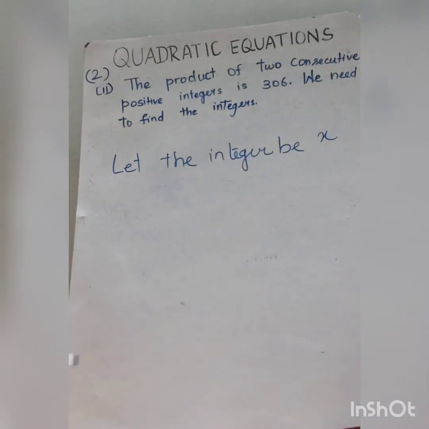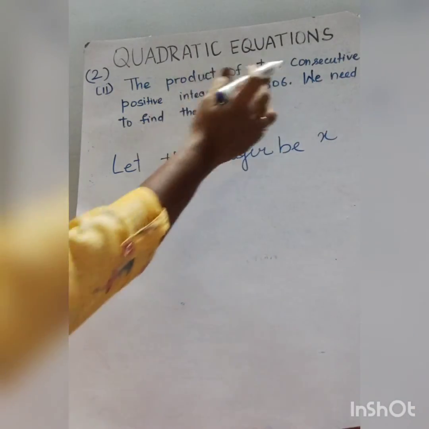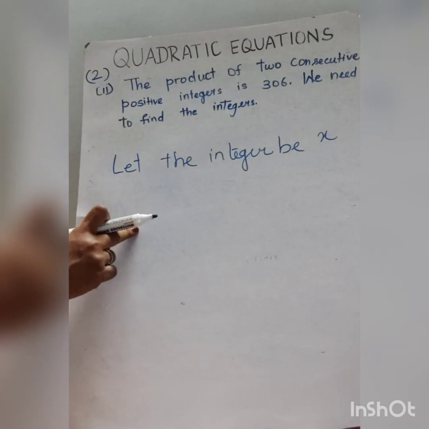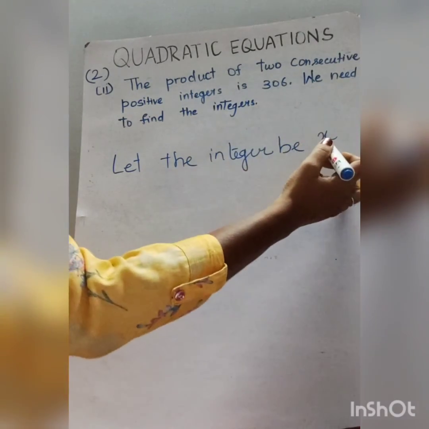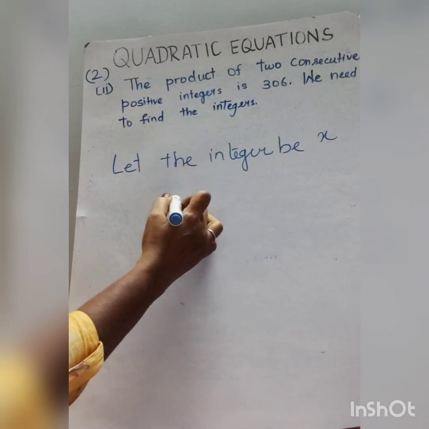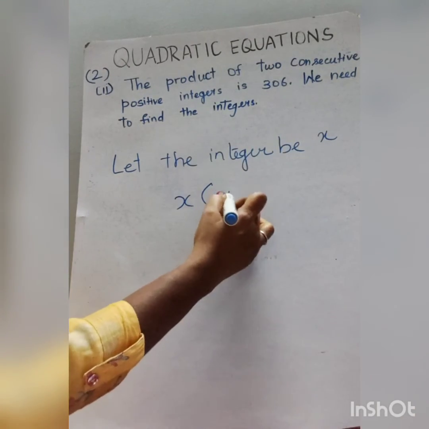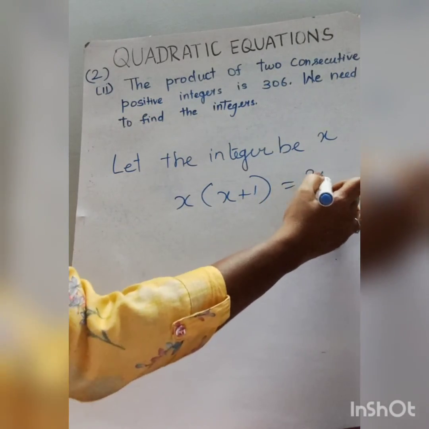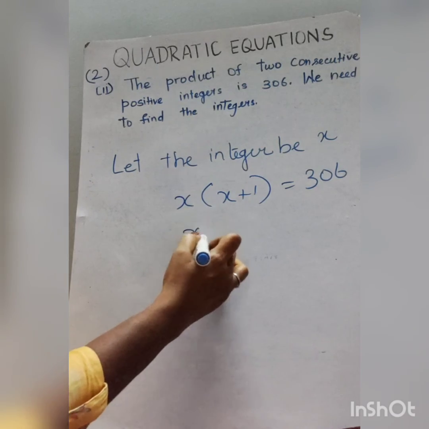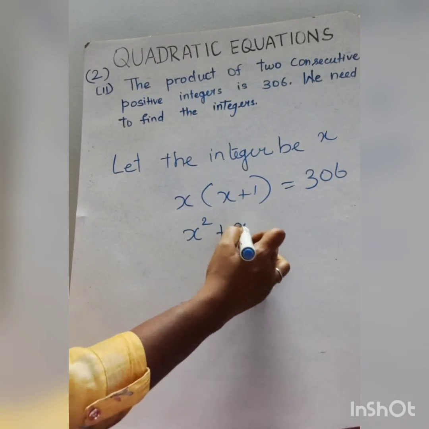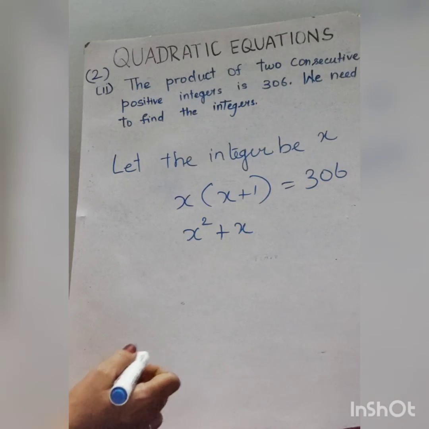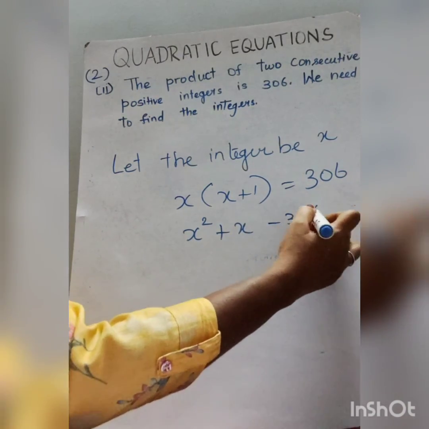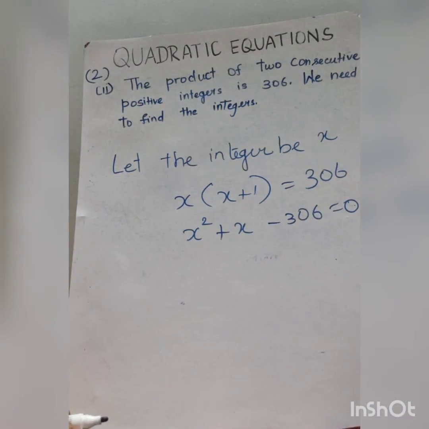x, and the next consecutive integer. So first of all, 3 is an integer, means the next integer is 4. So similarly, the consecutive integer means x, and the next one is x plus 1, and whose product is given as 306. So x into x, x square, x into 1, x. Let me bring this 306 this side. So which is a quadratic equation. Once we solve this equation, we get the integers.